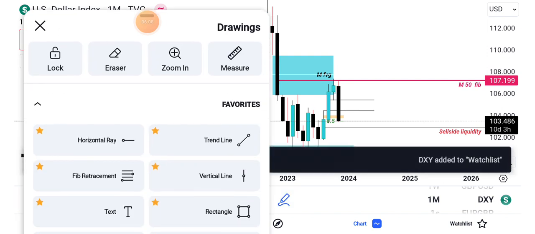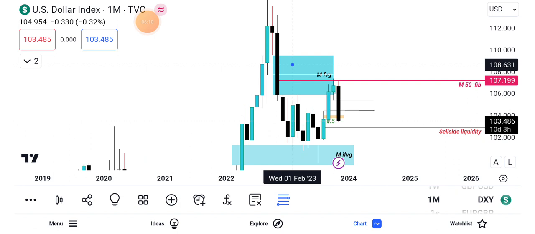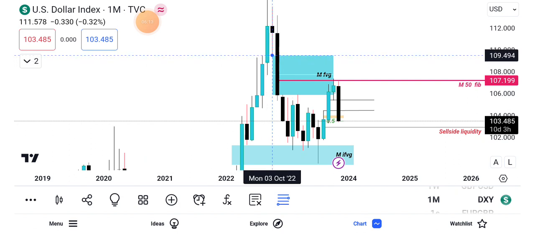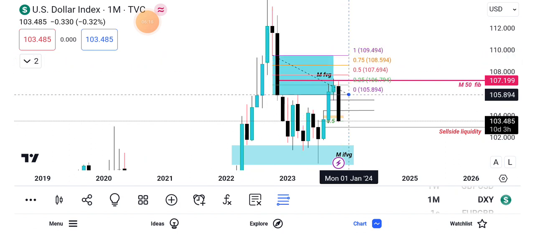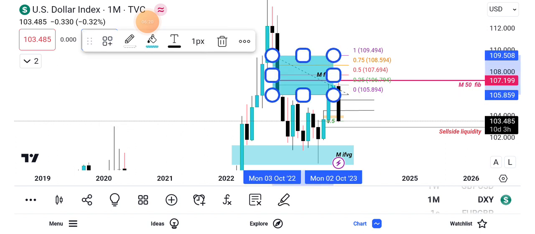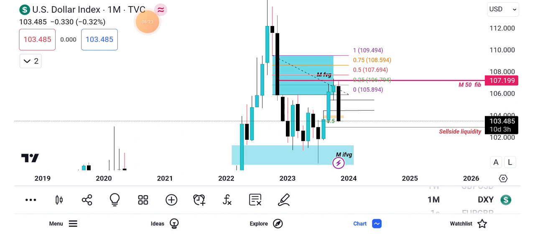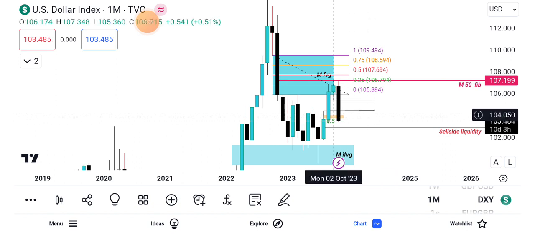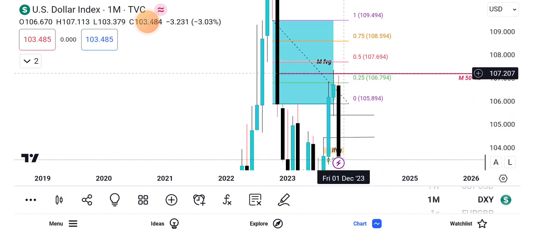What has happened is, using the high of the fib and the low of that monthly fair value gap, you can see the candles closed at the 0.25 level, the quarter level. You can see how the candles closed around that zone, but the wicks did the damage. This week over here it dipped above but never tapped into the monthly fair value gap.